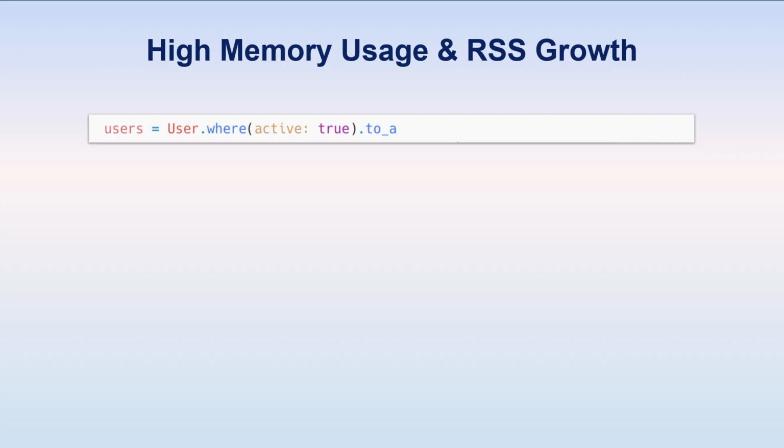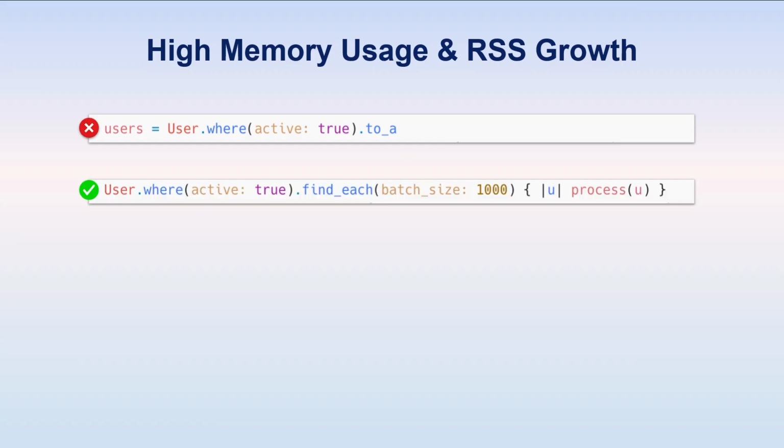Let's look at the examples. The high memory usage and the RSS growth. RSS is the resident set size, which is how much RAM your particular process uses. So this code looks very simple. You are loading all the users in the array, and it is going to actually load all of the users. Instead of that, you can use batches, and you can also configure the batch size.